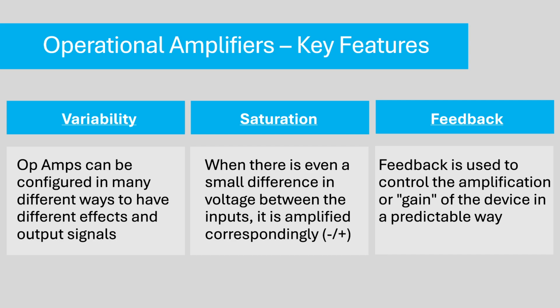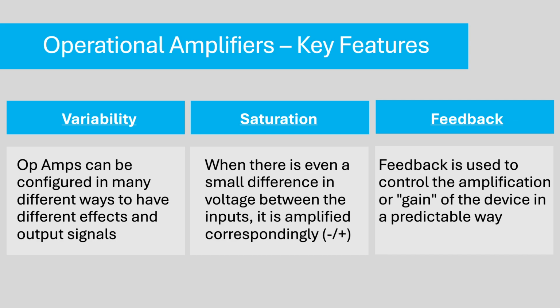The next feature I want to talk about is feedback. Feedback is used to control the amplification or the gain of the device in a predictable way. As you'll see later on, there's a couple of different types of feedback, but we can use it to regulate the amplification of the circuit and control how much it is amplified by varying the resistance applied on the feedback. From the output back to the input terminal, we can change that, and we can control the whole functionality of the circuit using that.